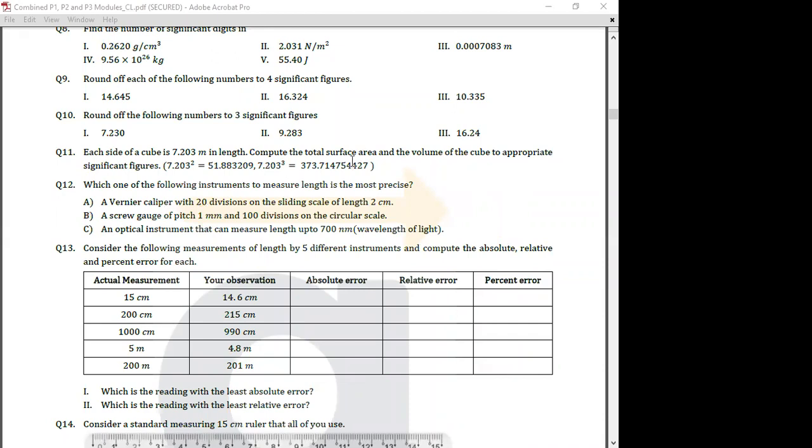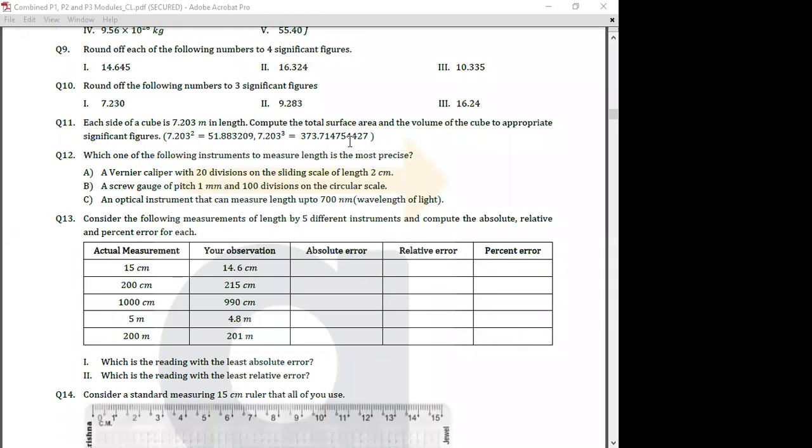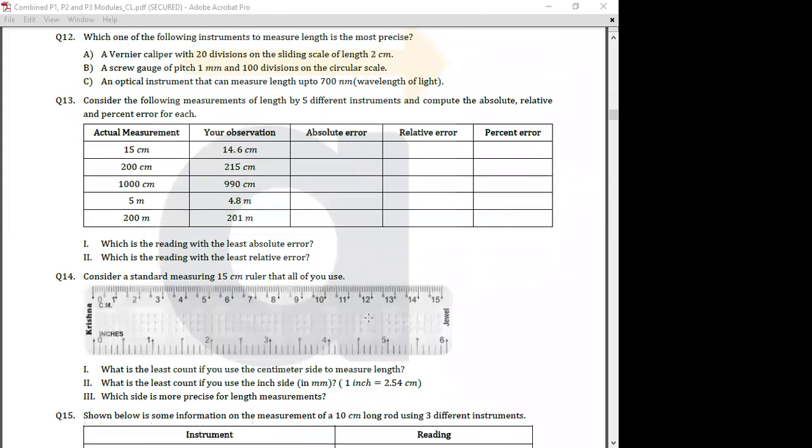Okay. Next, after the 12th. Question number 12 is done. Now 13, 14. 13 is easy. No doubt, guys. I guess 13, 14 is clear. Anyone who has any doubt can ask.